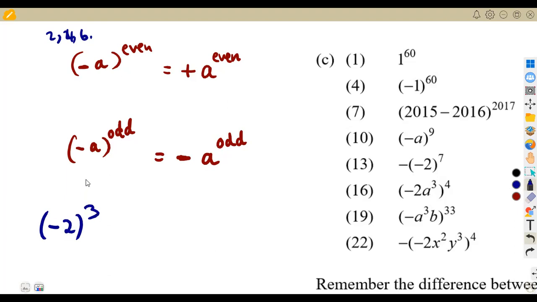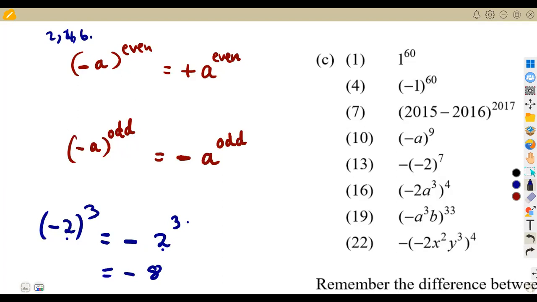Take a closer look at 3. This is an odd number here. So the answer is going to remain as a negative. From our definition, we are going to have a negative. But 2, which is a, must be raised to that exponent, which is the odd number. So it's going to be 2 to the exponent of 3. That one is not going to change. So our answer is going to carry a negative as it is. That's negative 2 to the exponent of 3, which gives us 8. So our answer is going to be negative 8.